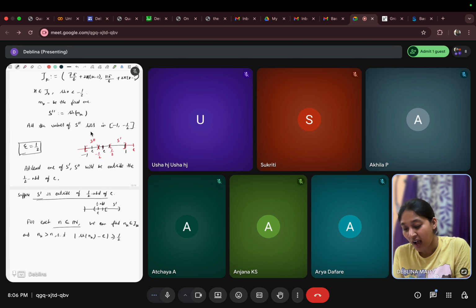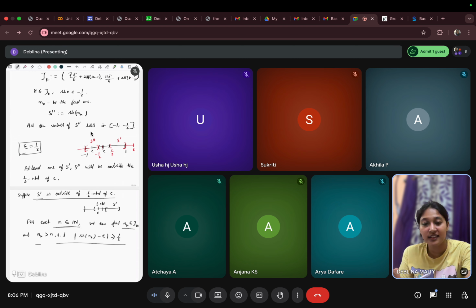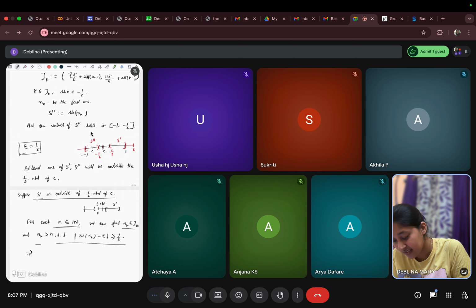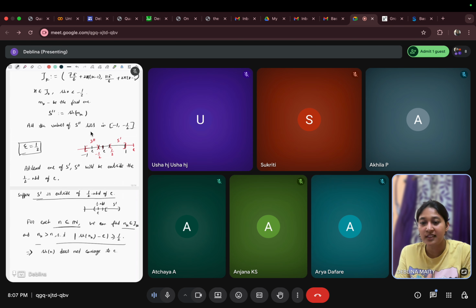So this is outside the half neighborhood of C, means this. If we take any natural number, we can find nk from ik such that sin nk minus c is going to be greater than half. So this means outside of the neighborhood of half. So this happens means it does not converge to c. And so this means xn, that is sin n, does not converge to c, and since c is arbitrary, it does not converge.